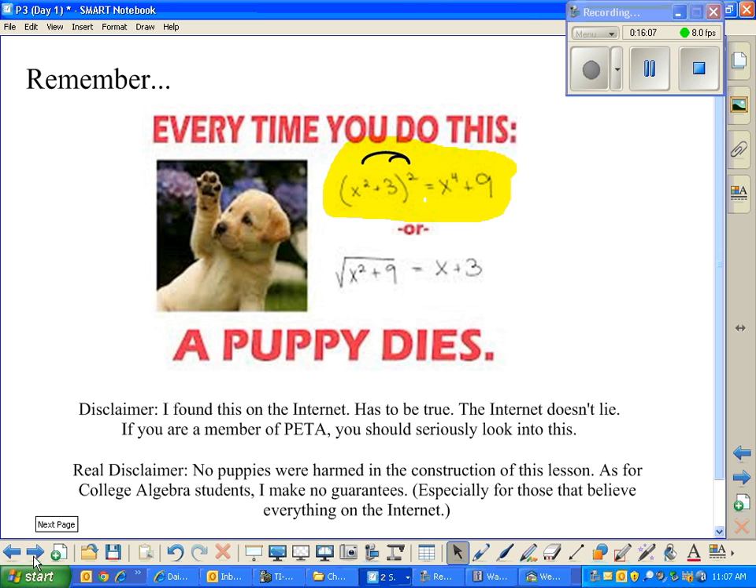Okay, so to finish up, I'm going to go ahead and check out. Oh, yeah, that was a funny little graphic I found on the internet. Moral of today's story, the big mistake that we see, I guess, apparently it causes the death of puppies. If you distribute an exponent into parentheses.